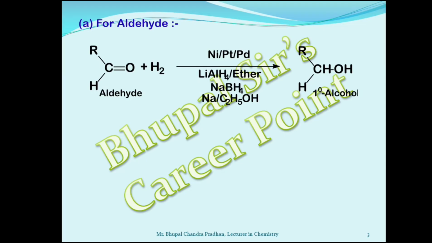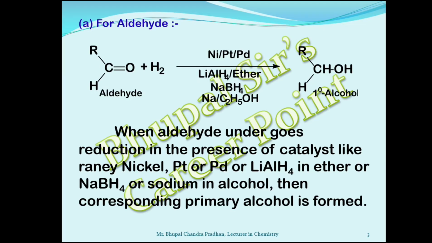So in the statement we have to write down: when aldehyde undergoes reduction in the presence of catalyst like Raney nickel, platinum or palladium, or lithium aluminum hydride in ether, or sodium borohydride, or sodium in alcohol, then the corresponding primary alcohol is formed.